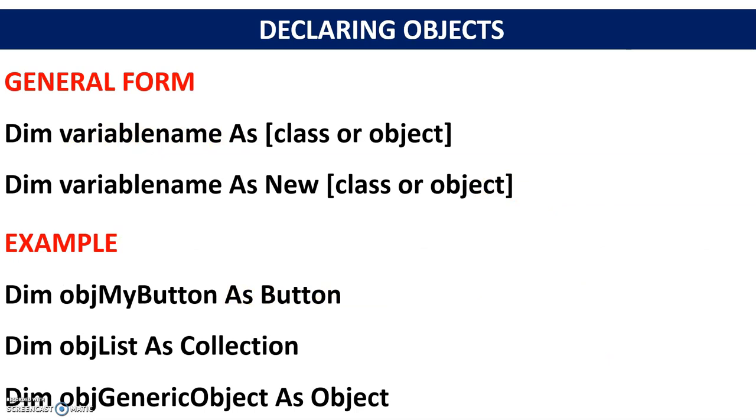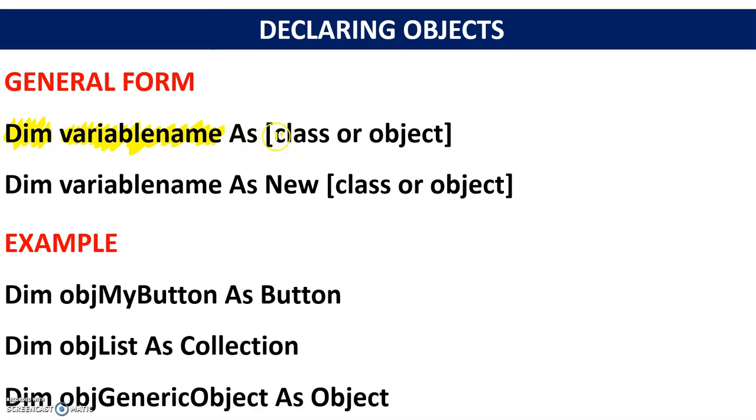Then we have declaring objects. How to declare the objects? It's very easy, similar to the normal declaration of any variable. Like here we have a Dim word, right? Dim is a keyword, and after that you can write the name of your variable. Any name you can give. The same rule will be applied for this, like variable naming convention rules, right?